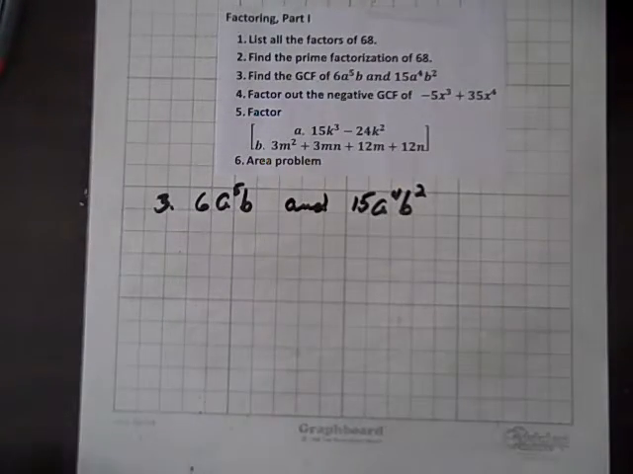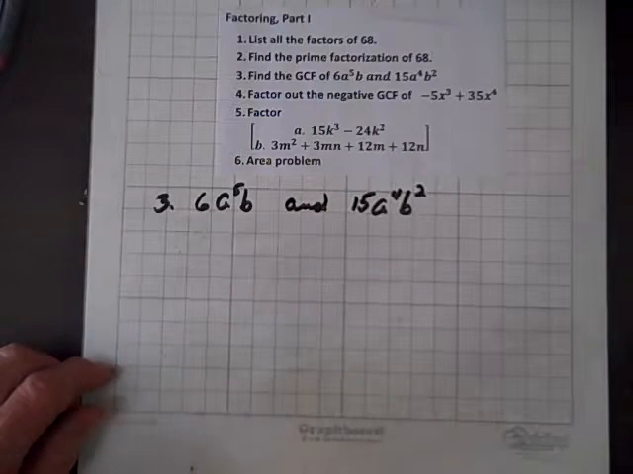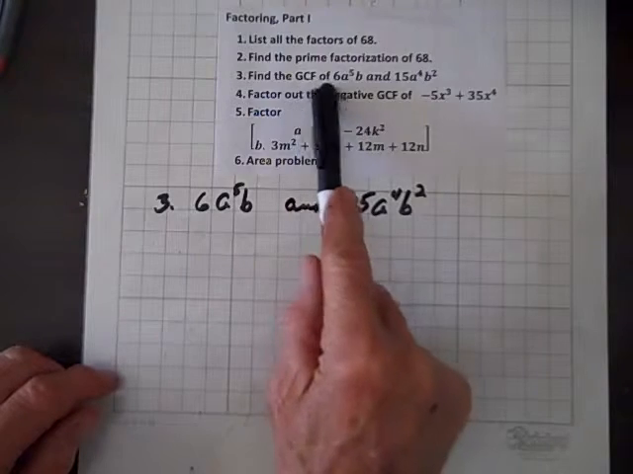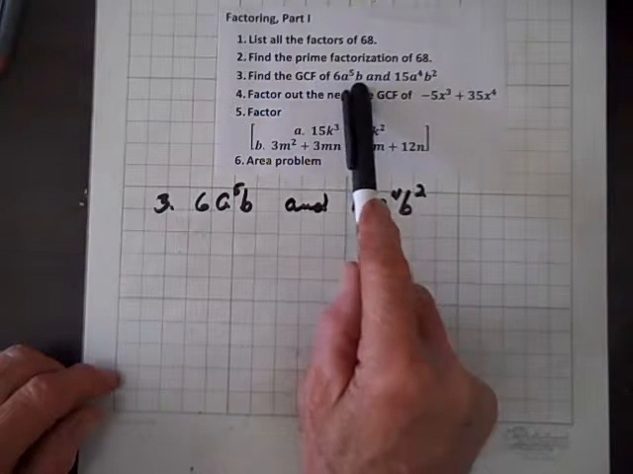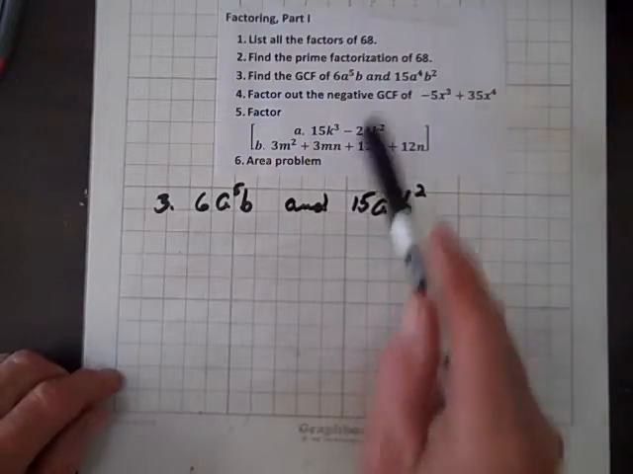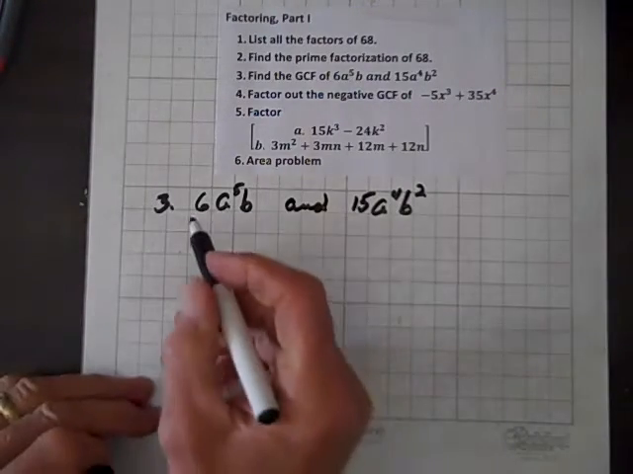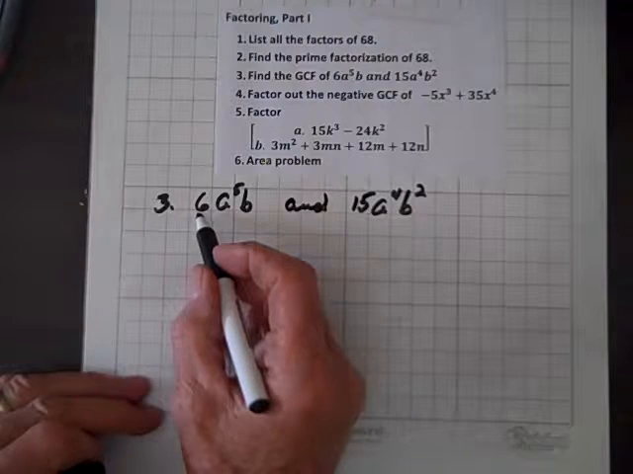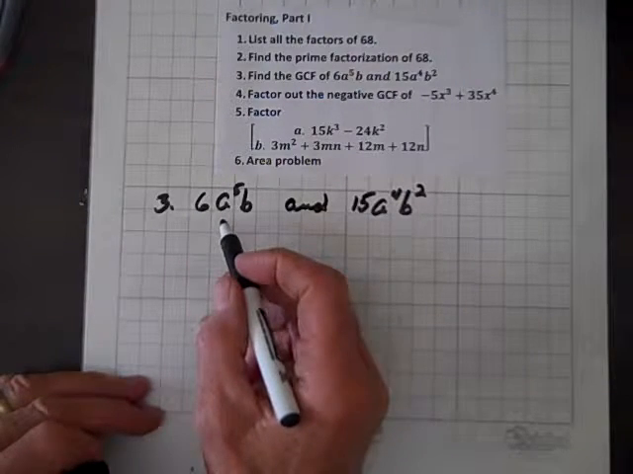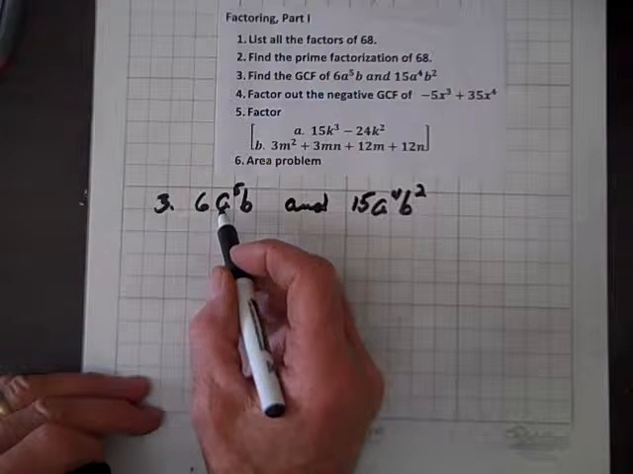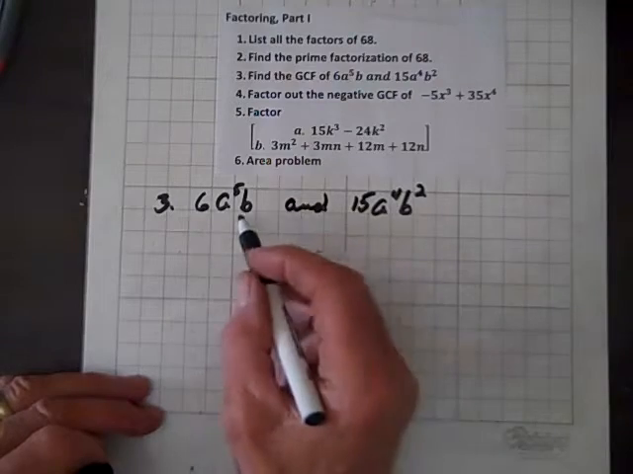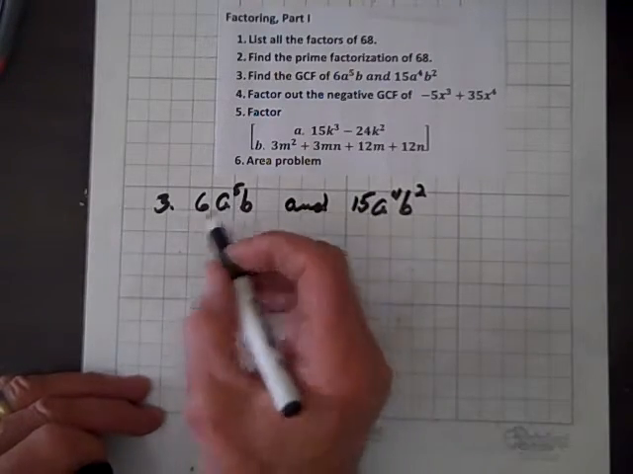Well, for number 3, we have to find the greatest common factor of 6a to the 5th b and the term 15a to the 4th b squared. So let's do the prime factorization of 6 and 15, and we'll also factor a to the 5th in terms of a to the 4th, and b squared in terms of b's.